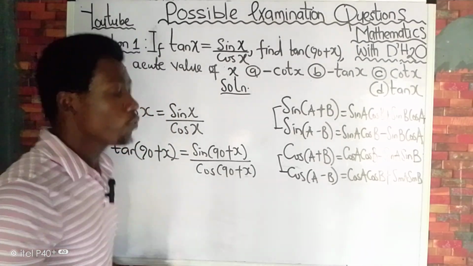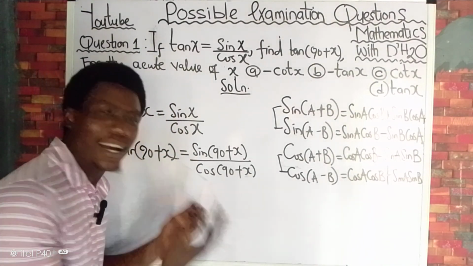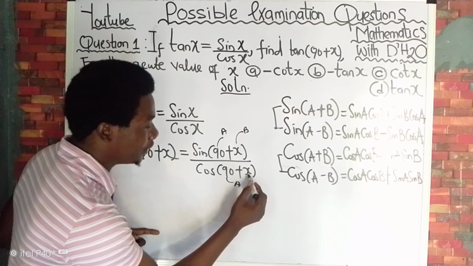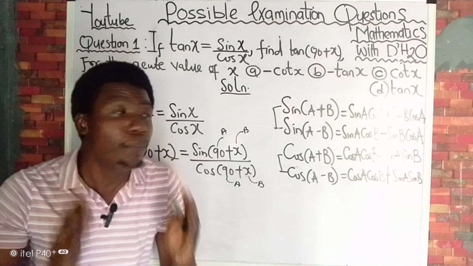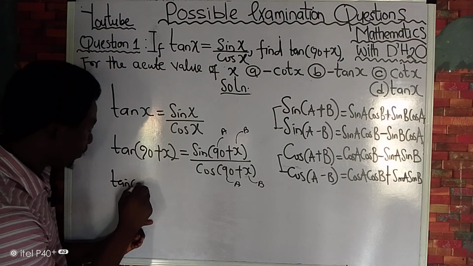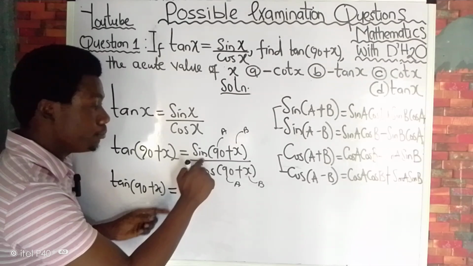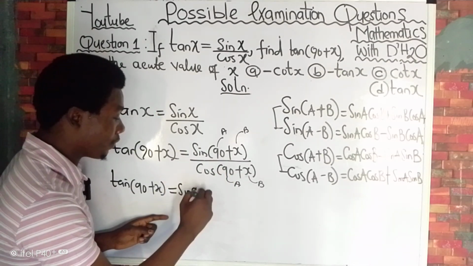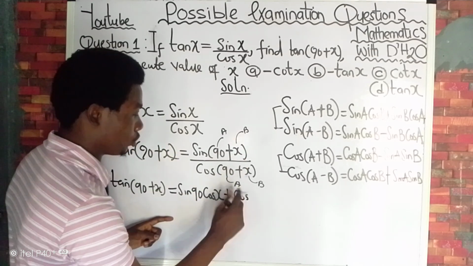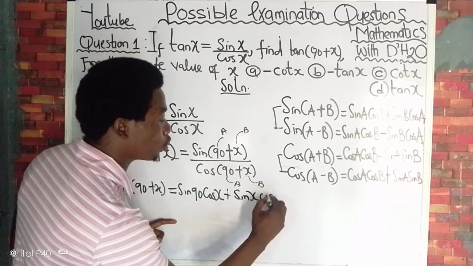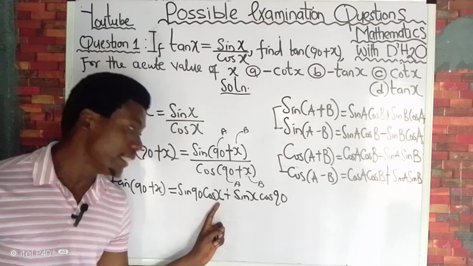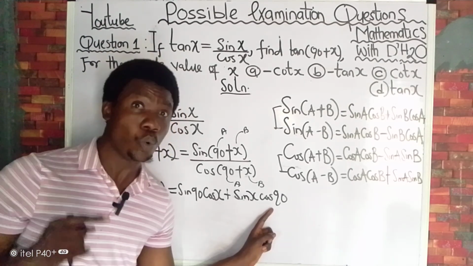So if you are given something like this, and you solve and get to this point where you have a compound angle relationship, this is your A, this is your B. We apply the same formula to this particular problem, so that tan (90 plus x) equals, remember what sine will give us? It will give us sine 90 cos x. If you have plus, you still have plus sine x cos 90. Remember, we are interchanging the angle. The first time, sine carries the 90, cos carries x. The second time, sine carries the x, cos carries the 90.